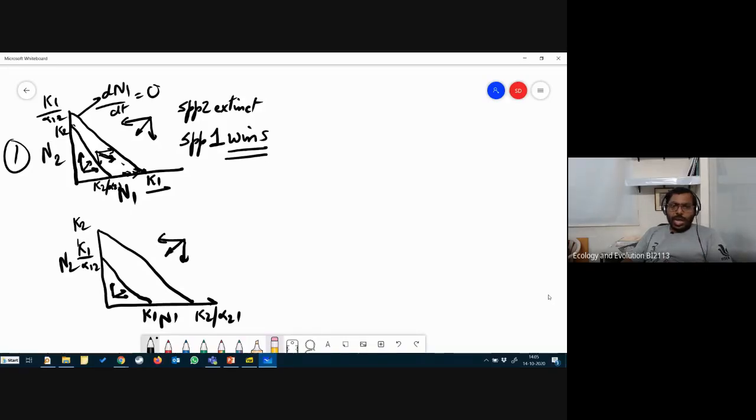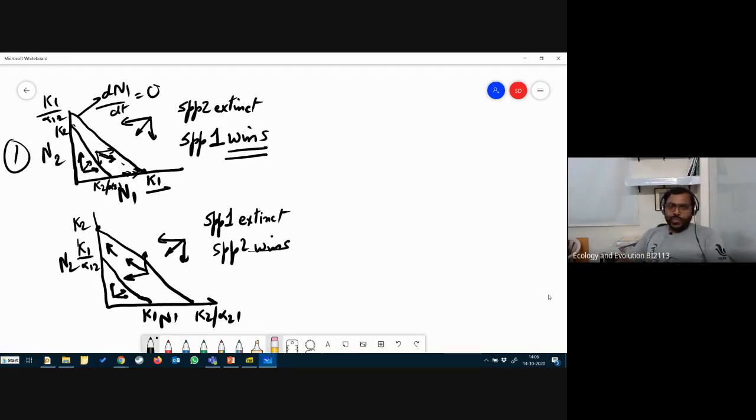Here, you get the opposite, right? Because here you are above the isocline of species 1, which means that species 1 is going to go down, and you are below the isocline of species 2, which means species 2 will go up, so you are going to go in this direction. At the end of the day the system will settle on K2, which means that species 1 will go extinct and species 2 will win.